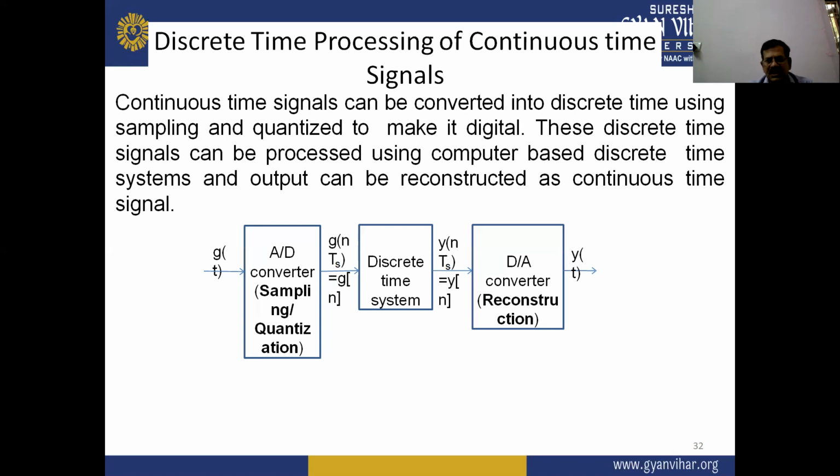And after this discrete time system, the signal is applied to the D2A converter, or digital to analog converter. This is the demodulation process in that network, because here the digital signal is converted again into the analog signal. So at the output of this D2A converter, or reconstruction network, the signal will be in analog form. So first we convert the analog signal into a digital signal, and the digital signal is converted again into an analog signal. This is the process of modulation and demodulation in the discrete time processing of continuous time signals.